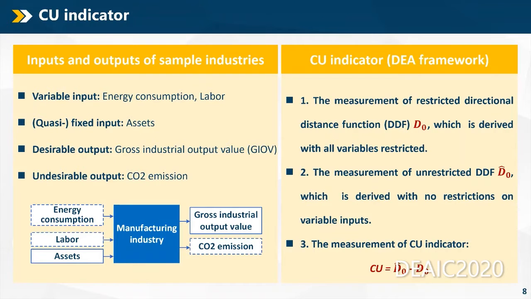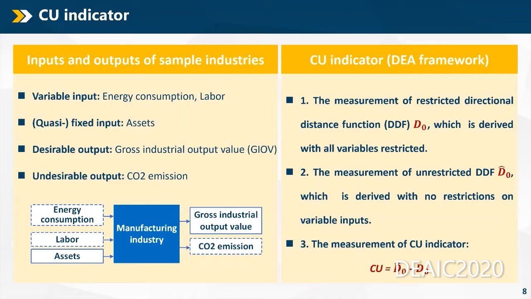Firstly, we partition inputs into variable inputs and fixed inputs. Here we use energy consumption and labor as variable inputs and use assets as the fixed inputs. We use gross industrial output value as the desirable output and use carbon dioxide emission as the undesirable output.